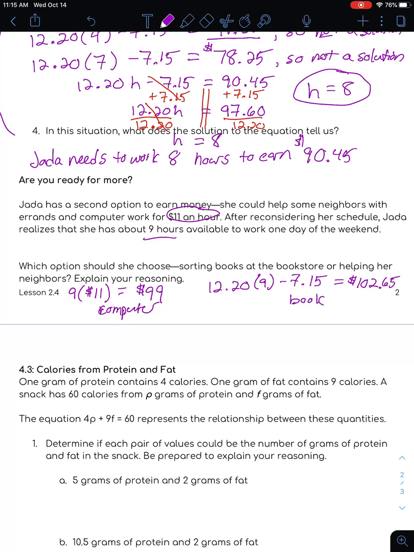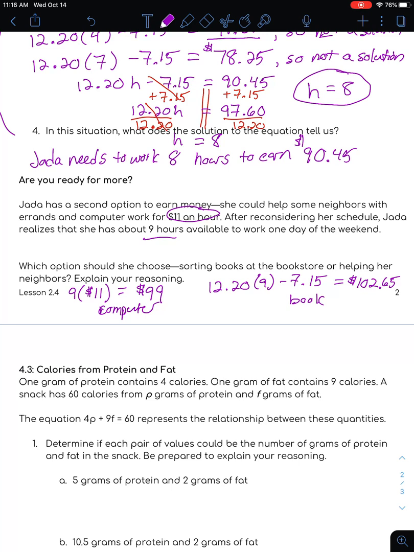All right, so which one's better? Well, if you take a look at the straight numbers here, it looks like the bookstore is just a little bit better. Not much, but $3.65. So you could argue that that is the better one, that she should take that one. But if you think about it more, you might come up with some reasons why the computer would be better.